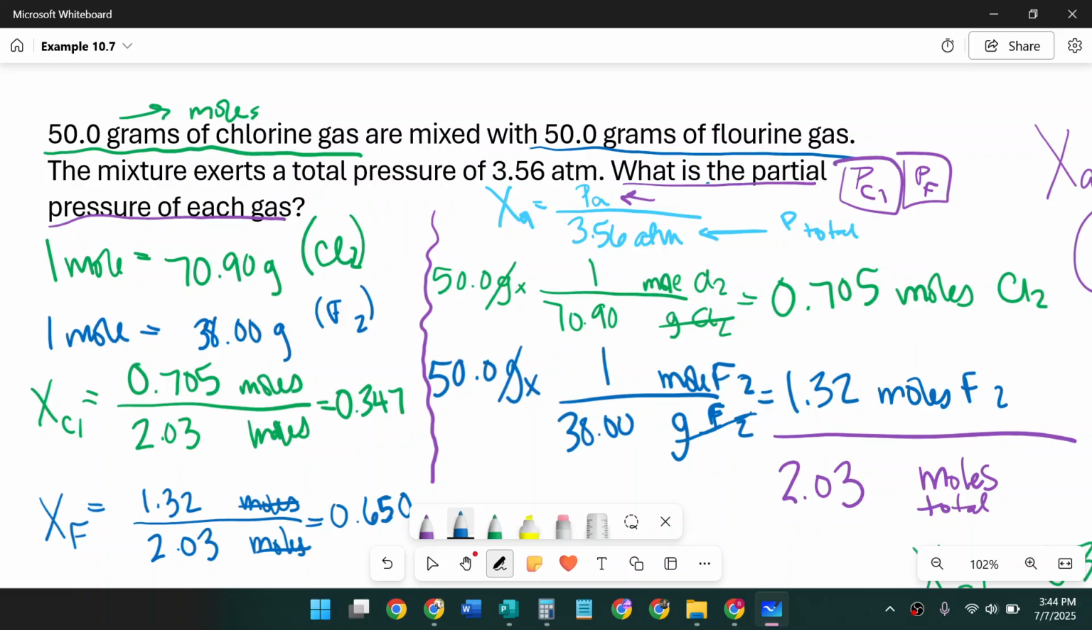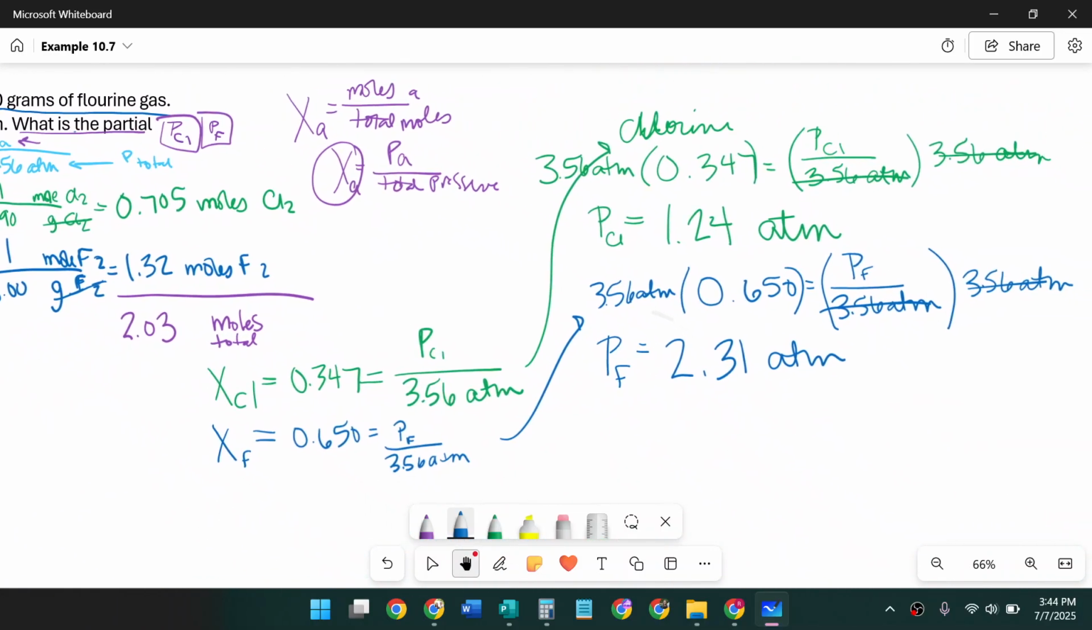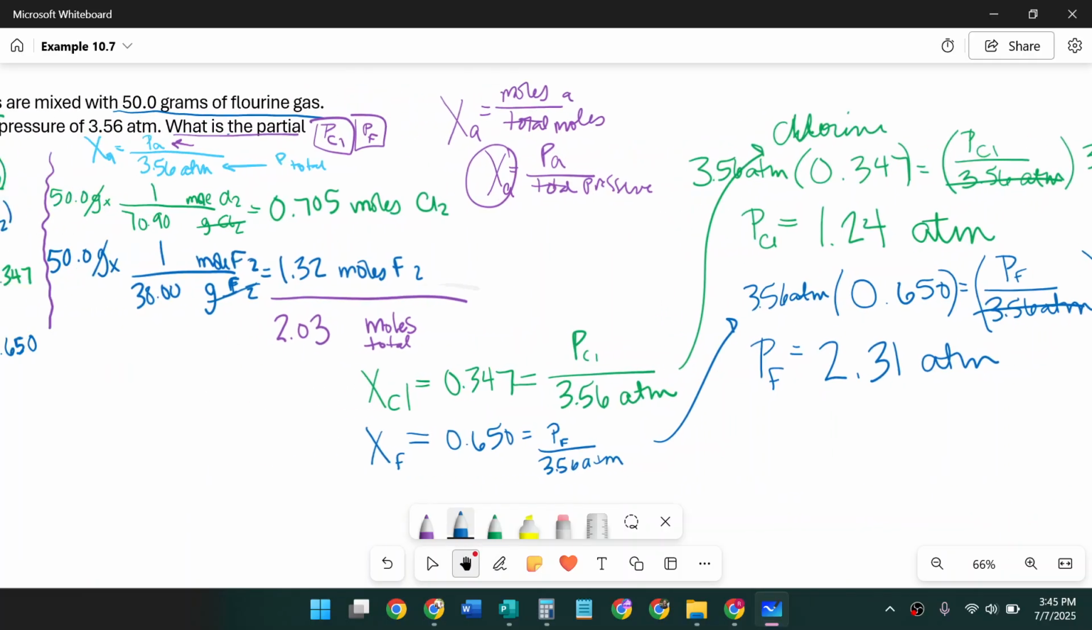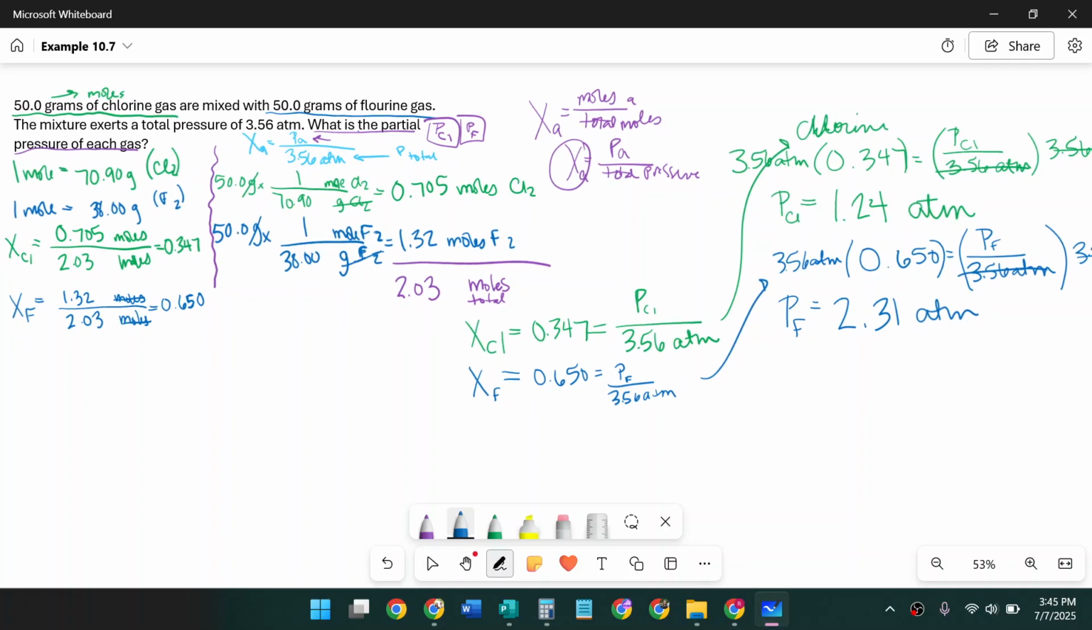Once we found the mole fraction, we were able to put it in the part of the mole fraction formula where it fits. We already had the total pressure, which went on the bottom of the other side of that formula, leaving us with just one variable to solve. And so we were able to come over here to the side using our mole fraction number and the total pressure and solve for the partial pressure. So it was kind of a 3-step process: converting grams to moles, finding the mole fraction, and then using the mole fraction to find partial pressure.